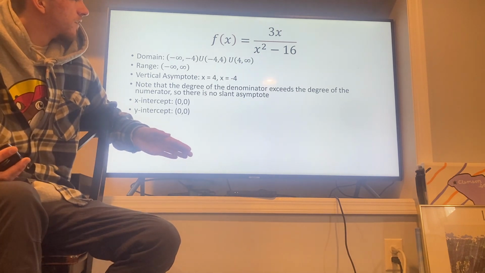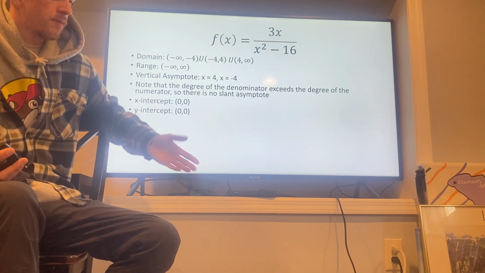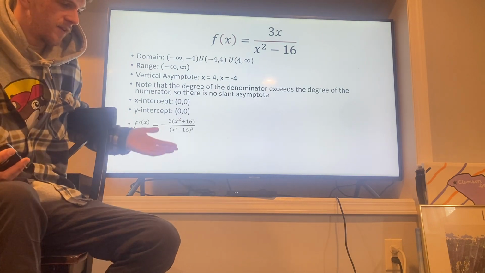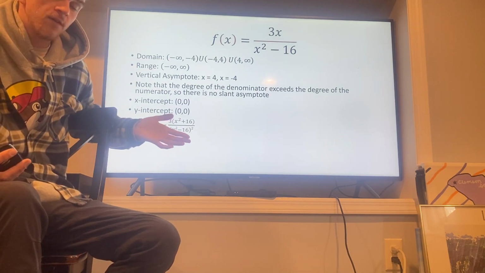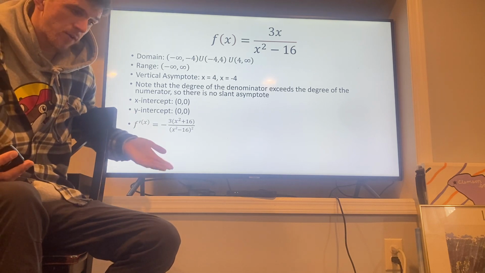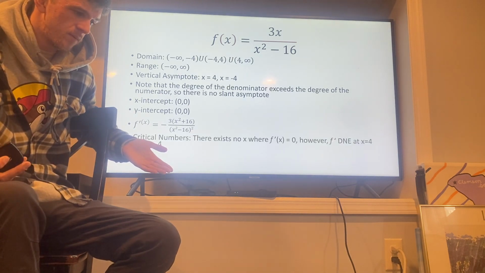So our derivative of 3x over x squared minus 16 is going to be negative 3 times (x squared plus 16) over (x squared minus 16) squared. We set that equal to 0. We get our critical numbers.